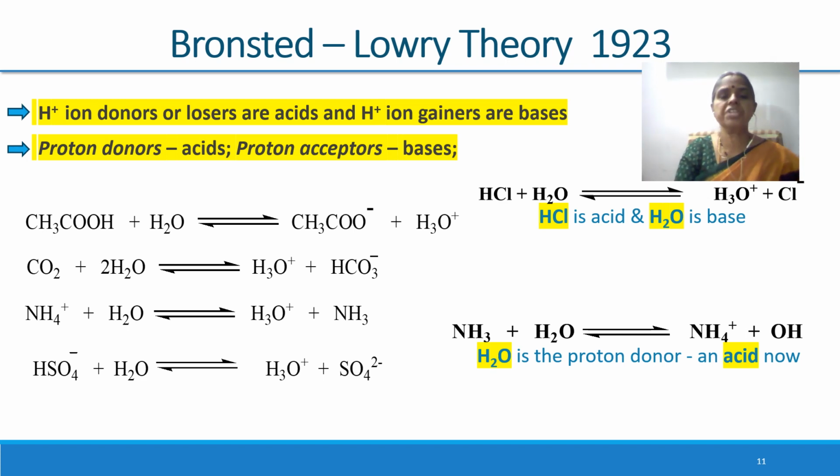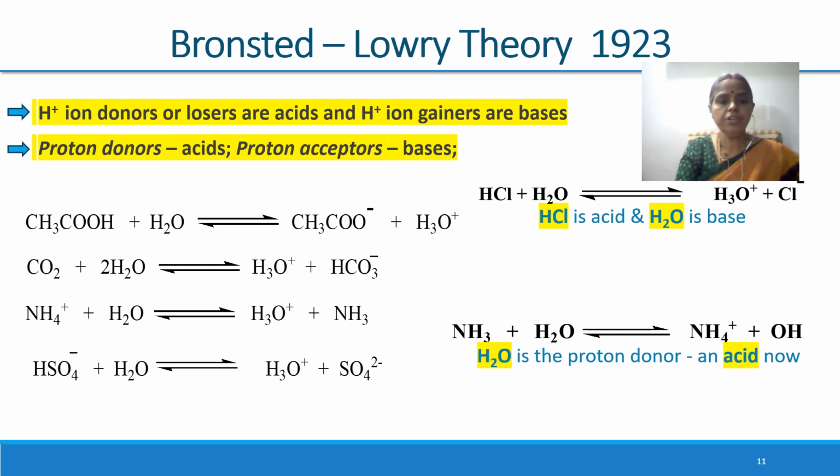What is Bronsted-Lowry theory? Bronsted and Lowry proposed this theory independently in the year 1923. Their theory is based on protons only. They did not mention anything about OH minus ions. The entire Bronsted-Lowry theory is focused on proton donation and proton acceptance. According to the Bronsted-Lowry theory, proton donors or proton losers are acids and proton gainers are bases.